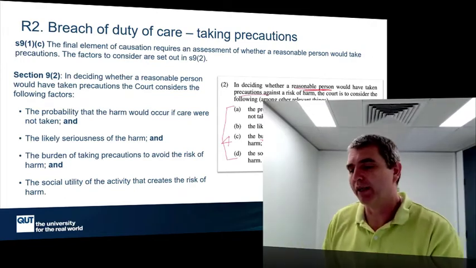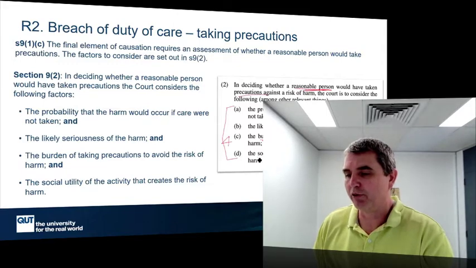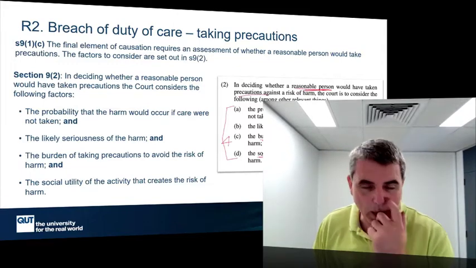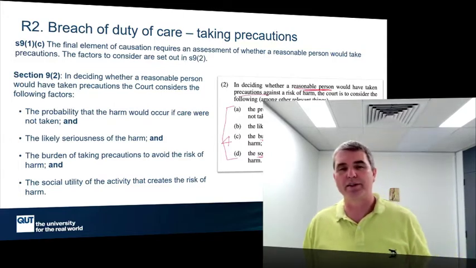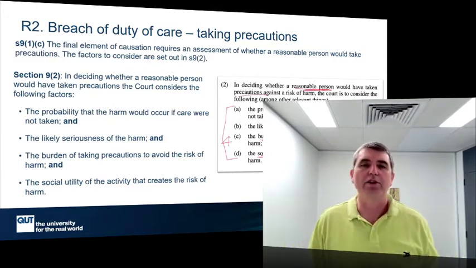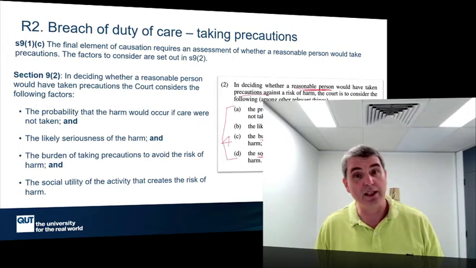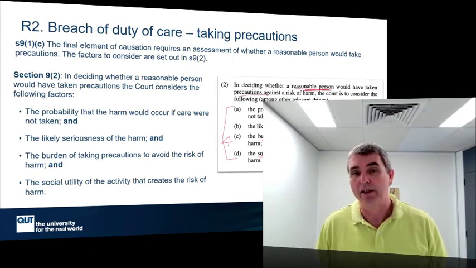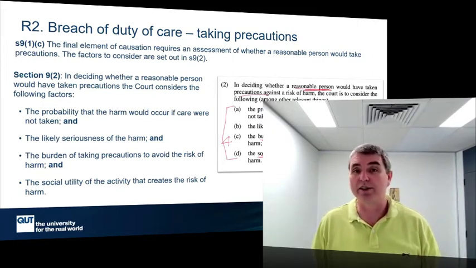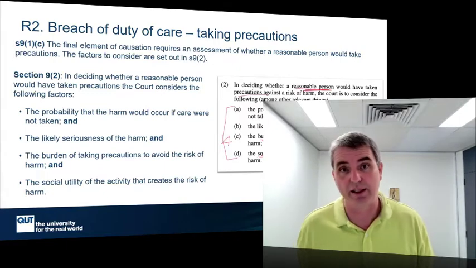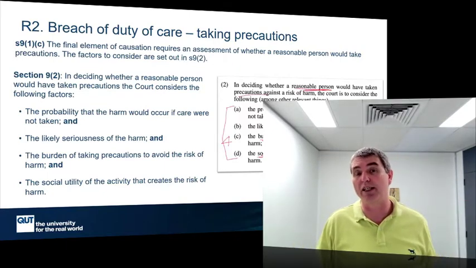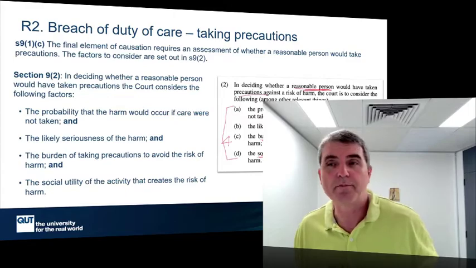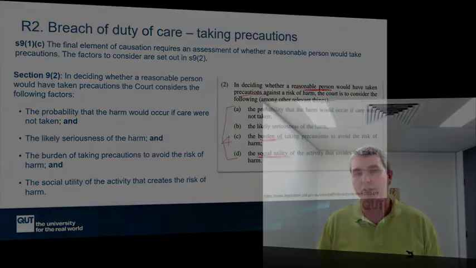The final one that we look at is a really unusual one, maybe unusual to you, but it's the social utility of the activity. So what do we mean by this? There are some things that are risky that are good for society. For instance, the courts have recognised that sports are inherently risky, okay? But there's a social utility in people playing sport. So that might need to be taken into account.